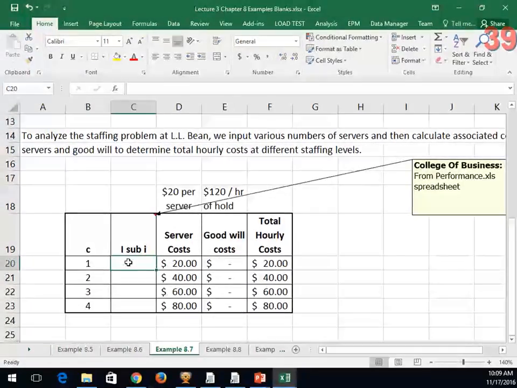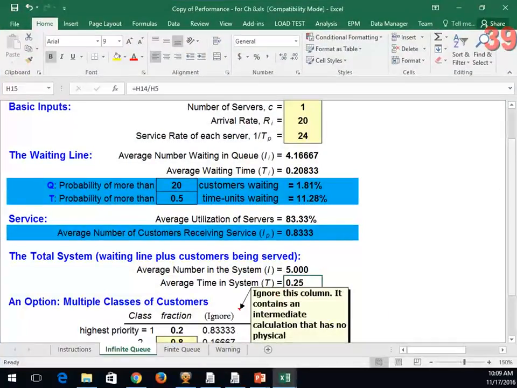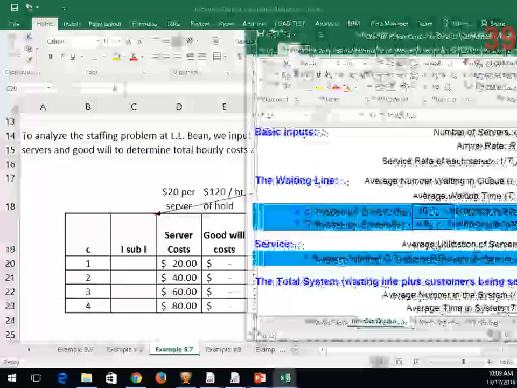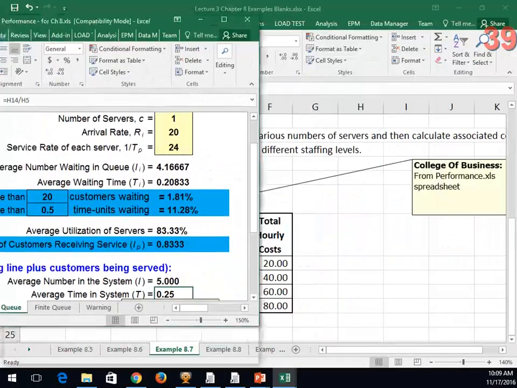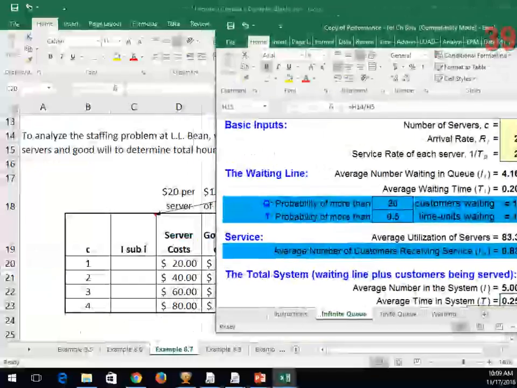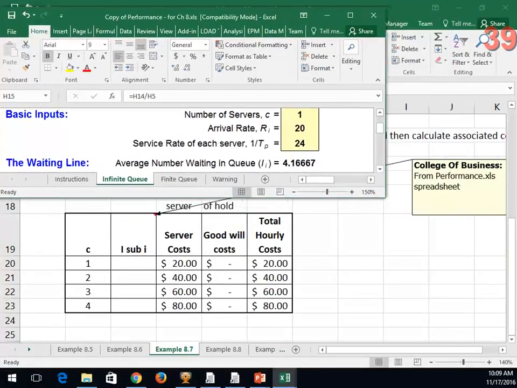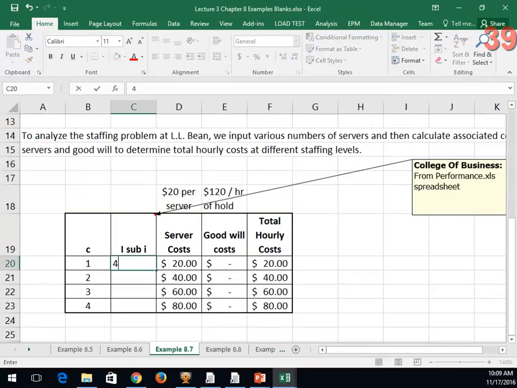And so at one customer, I'm going to try to shrink this down so we can look at it at the same time. So at one server, the amount of inventory waiting is what? 4.2. 4.167. Okay.